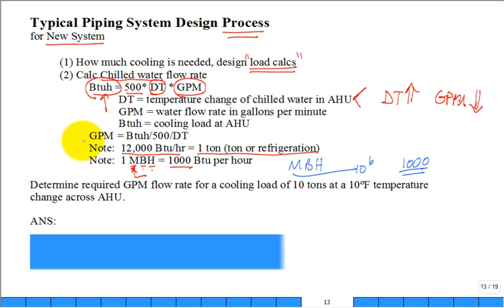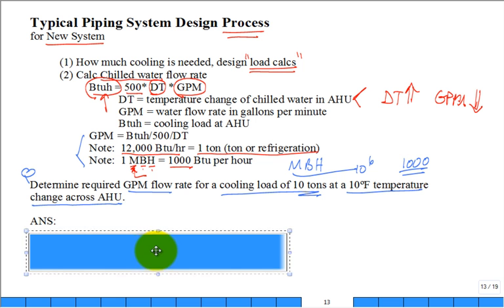All right, so there you go, a little review. So you determine the GPM flow rate. Now, here's the question. Determine the GPM flow rate for a cooling load of 10 tons, and you have a 10 degree F temperature change across the air handler unit. I pause, and I want you to make that calc. So pressing forward, how many people got 24-ish?